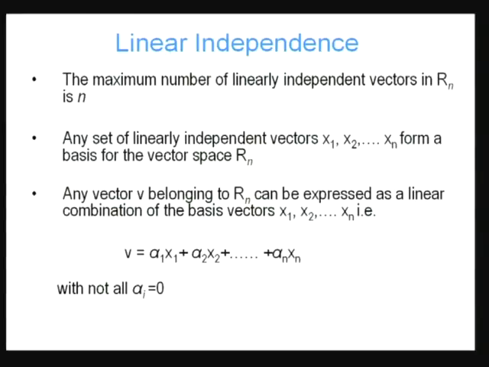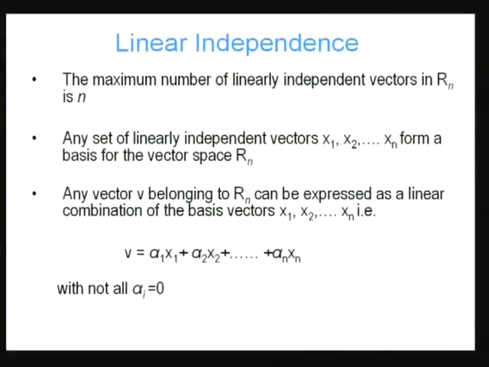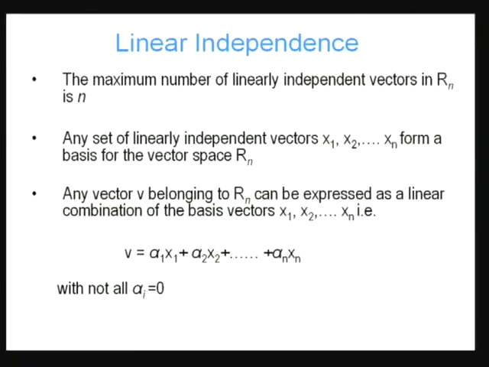The maximum number of linearly independent vectors in Rn is n. Any set of linearly independent vectors x1 through xn forms a basis for the vector space Rn. Any vector v belonging to Rn can be expressed as a linear combination of the basis vectors x1 through xn. That is, if x1 through xn comprise a basis for the space Rn, any vector v can be represented as a linear combination of x1 through xn.